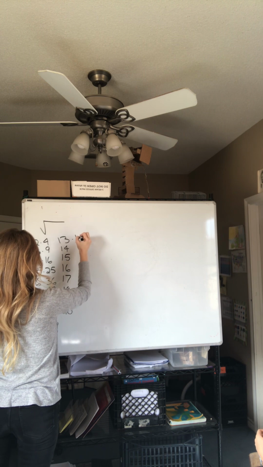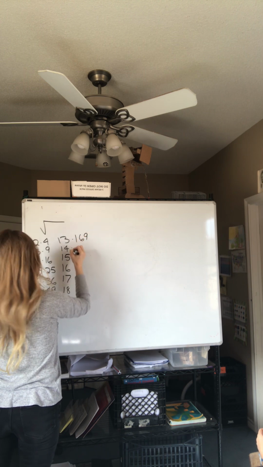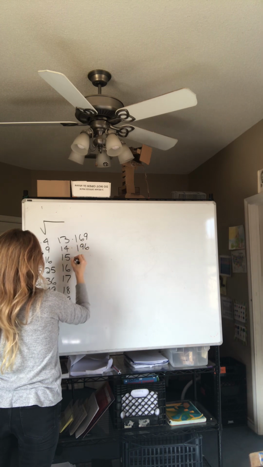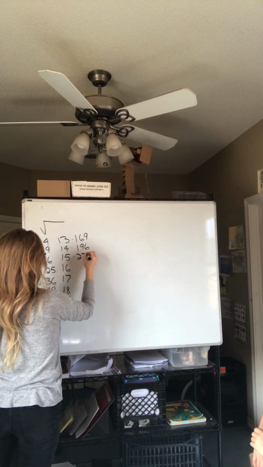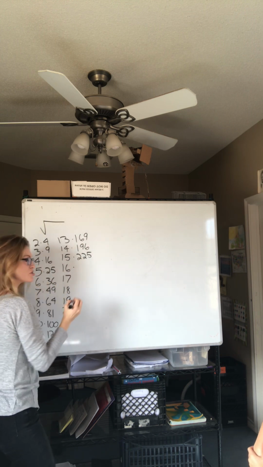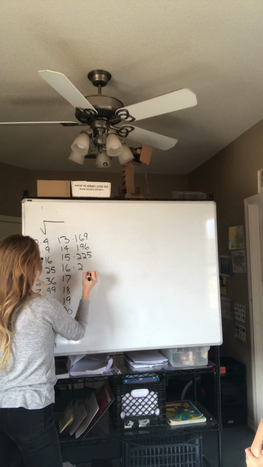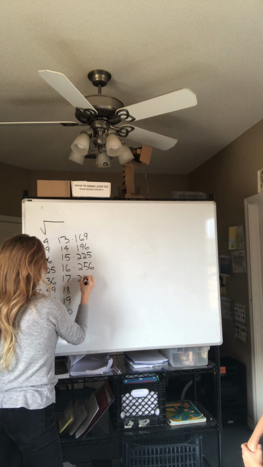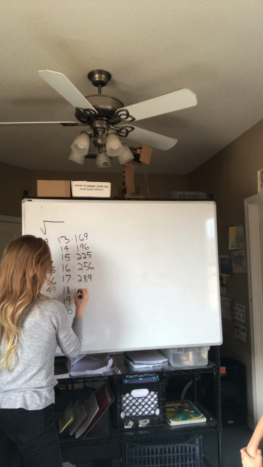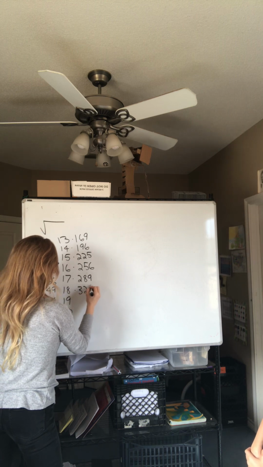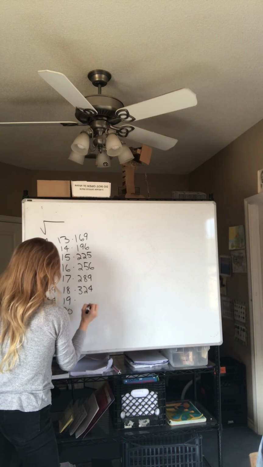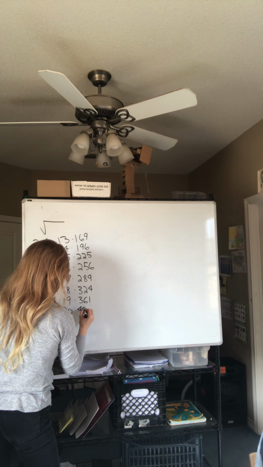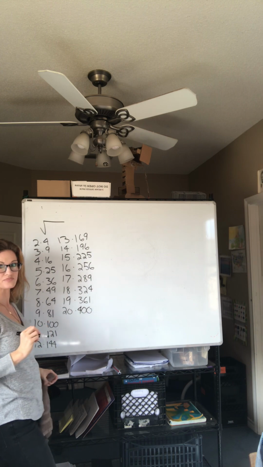the square root of 169 is 13, the square root of 196 is 14, the square root of 225 is 15, the square root of 256 is 16, the square root of 289 is 17, the square root of 324 is 18, the square root of 361 is 19, and the square root of 400 is 20.